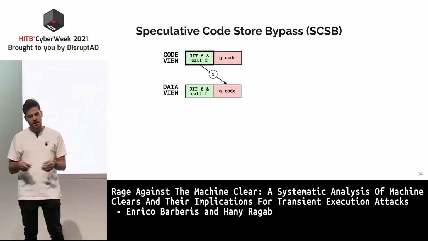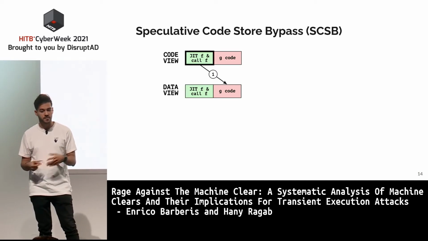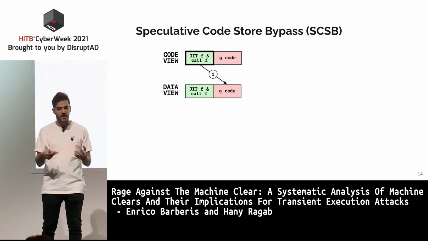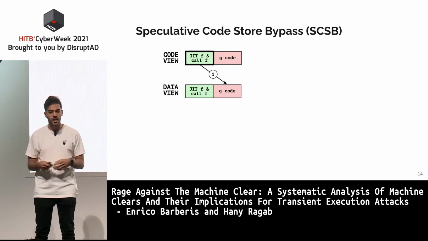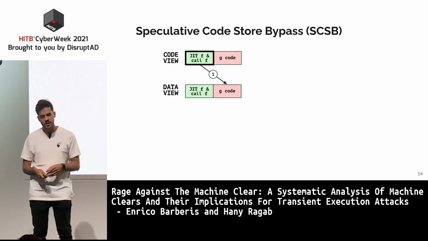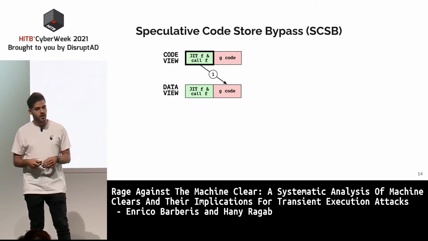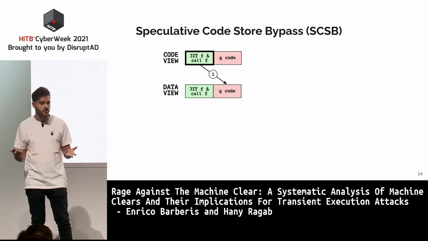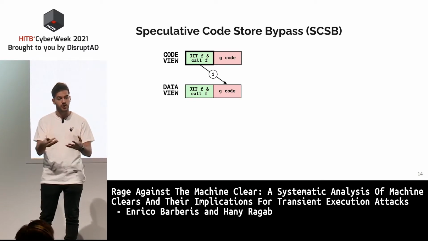Let's take a look at the three main steps of this attack primitive. But first, keep in mind that code and data views are always coherent between each other, and there are two different views of the same memory, of the same addresses. So in the first step of SCSB, we JIT the code of function f to perform the store step of a self-modifying code, where we need to store code and then execute it.